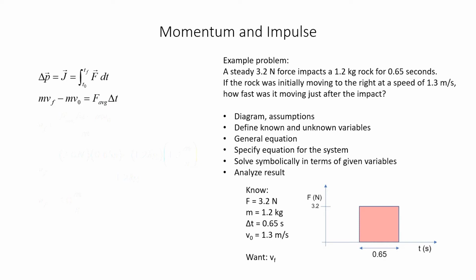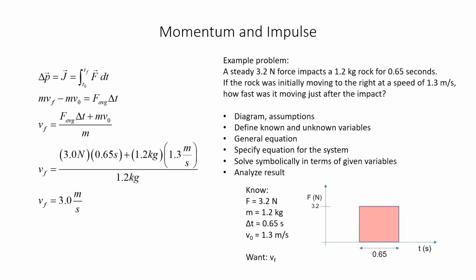For our system, change in momentum is m v final minus m v0, and we'll just take the average force times delta t. That works well for our function. Solving that for v final, we get v final equals average force times delta t plus m v0, all divided by the mass. Plugging in our values, we calculate that our final velocity should be 3.0 meters per second.